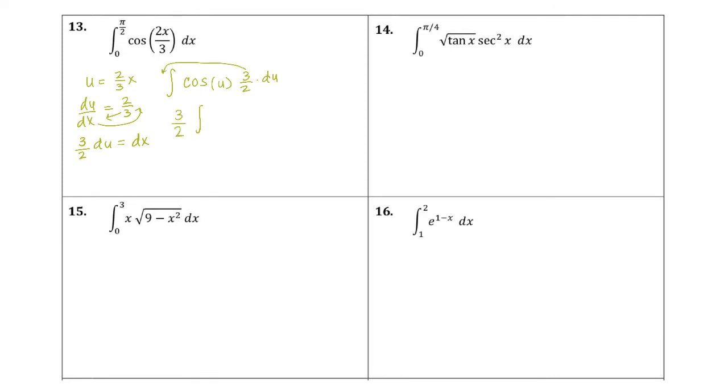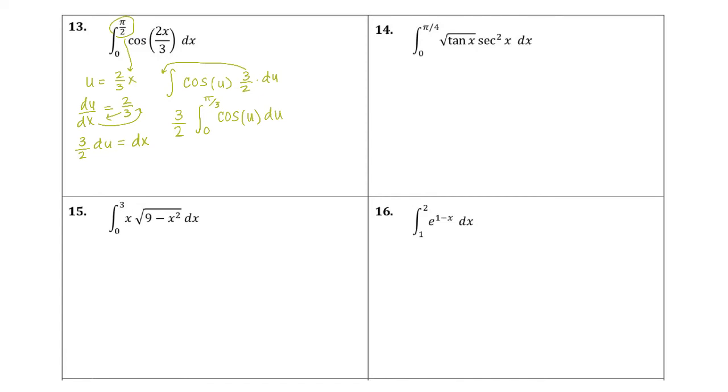And then we do need to adjust our endpoints, so we can just go ahead and integrate. And so let's see, if we plug in pi over 2 down here, then that's going to give me pi over 3. And then if I plug in 0, I get 0. So that was a pretty nice little substitution there.